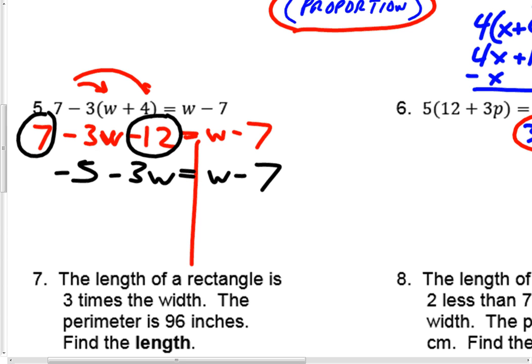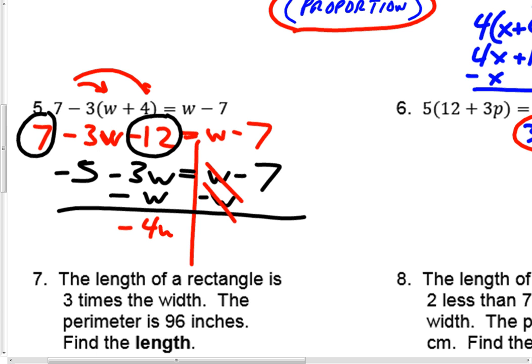It doesn't matter where I place that -5. I could put -3w minus 5. As long as it's a negative, you can put it anywhere you want. What do you do with the w's and the 3w's? Which one do you want to deal with? It's up to you. I could have done it the other way. You'll still get the same answer. Just be careful of your positives and negatives. This goes away. This is -4w minus 5 equals -7.